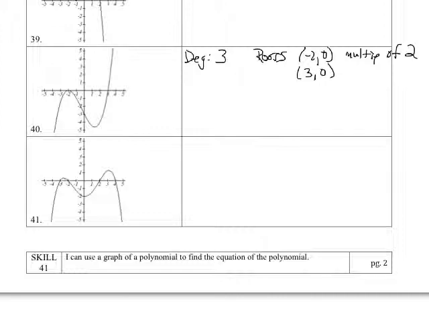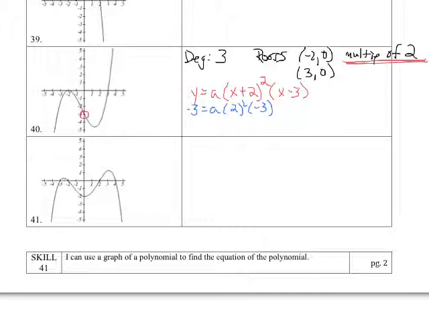So when we go to write our equation, we'd say y is equal to a times x minus negative 2. And we square that because it's happening 2 times. And then x minus 3. And again, we're going to go to the graph to find our y-intercept to help us determine what the value of a is. And our y-intercept is negative 3. So we have negative 3 is equal to a times 0 plus 2 squared times 0 minus 3.